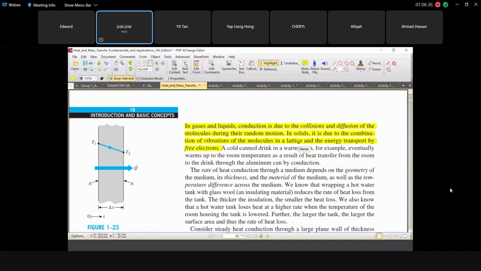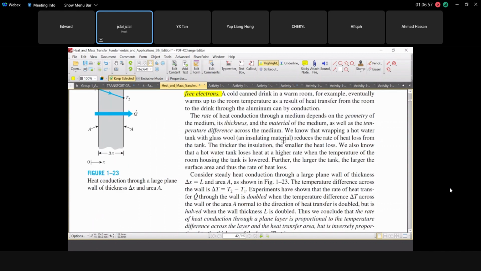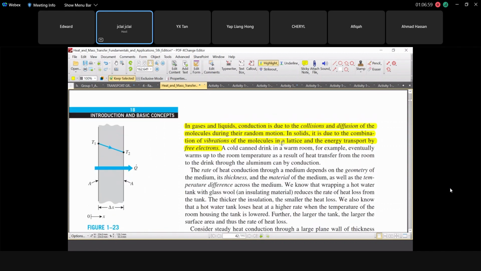Because I have gone through some answers, I only see that heat is transferred from this surface to another surface. I don't see the word collision. I don't see the word diffusion. I don't see the word vibration. I don't see the word free electron. So I want you to take note of this. Okay, this is conduction.